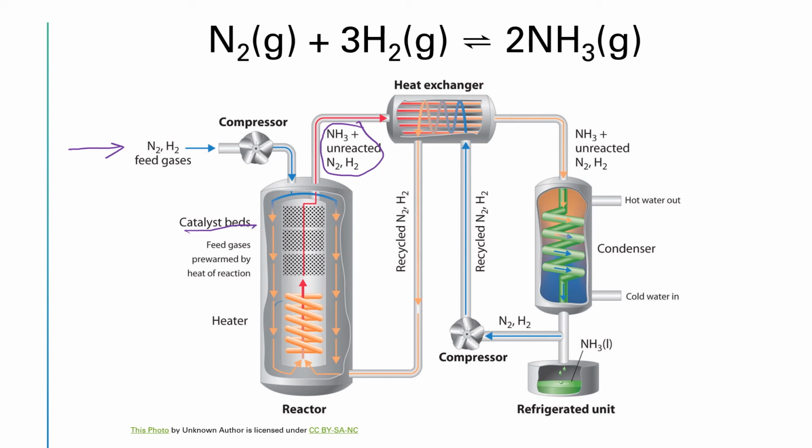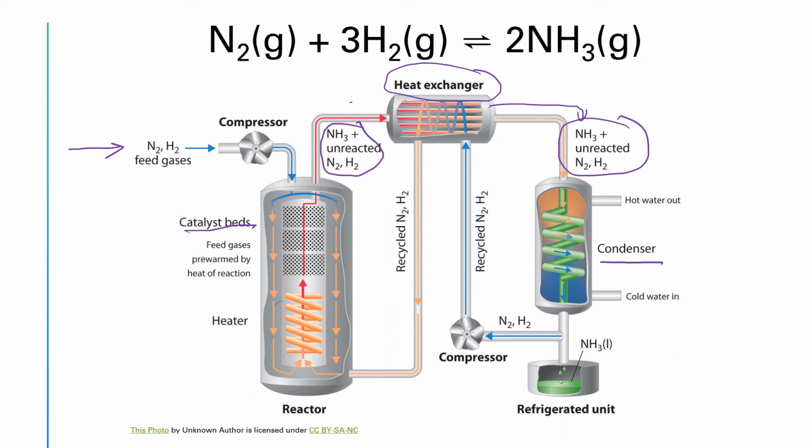This mixture of gases goes into this heat exchanger, and in this heat exchanger, the ammonia can get cooled down. Actually, all of these gases will get cooled down a bit, and then it continues on through the heat exchanger to another container here, another reactor that's labeled a condenser. The purpose of this is to condense ammonia.